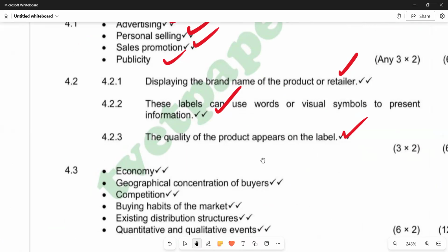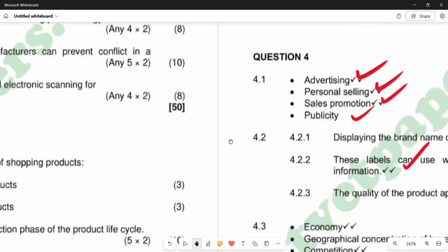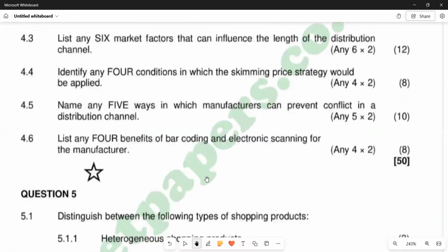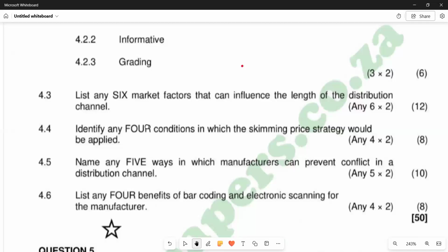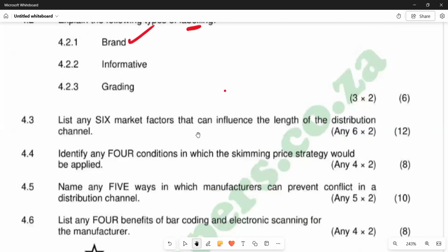So we go to the next question, which is going to be our question 4.3, which is: any six market factors that can influence the length of the distribution channel. So when we are looking at the distribution channel, we are saying this is a network of businesses through which a good or service passes until it reaches the final buyer.